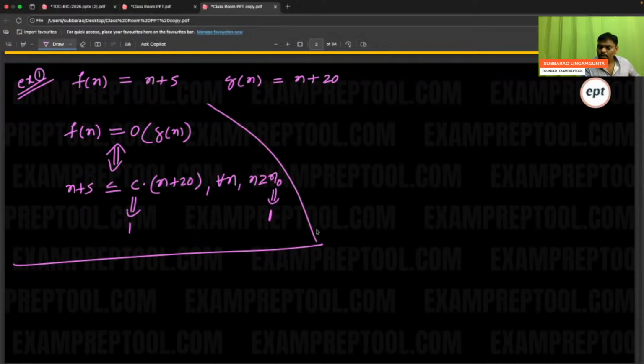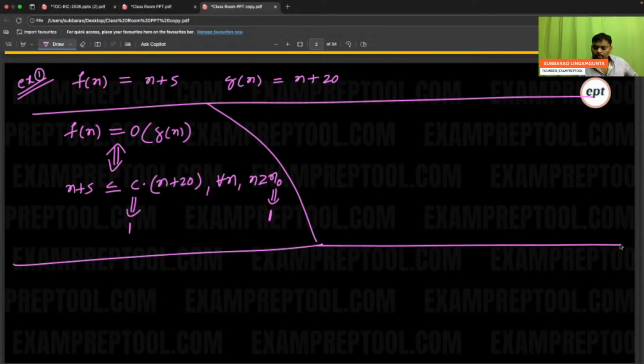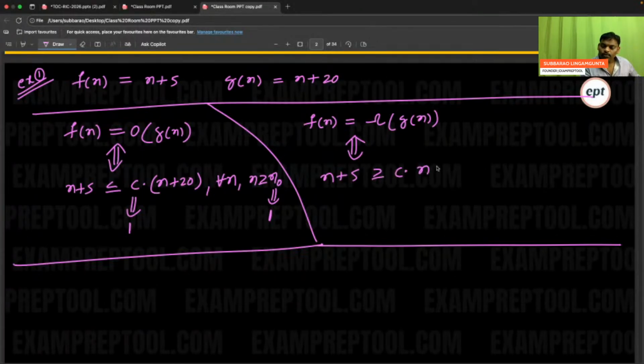Let's try omega also. I'm trying omega. See the answer. F of n is omega of g of n. You know very well, omega means greater than or equal to. F of n means n plus 5. Careful everyone. F of n, n plus 5, is greater than or equal to some c into n plus 10.